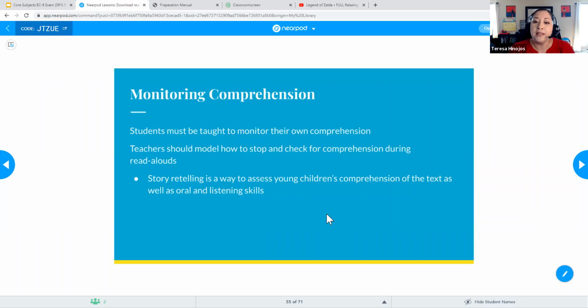One way to assess young children, because your kindergarteners and pre-K may not be able to write, right? They're still working on that stuff. So if you ask them to actually retell you the story, that's a way for you to gauge if they actually understood.